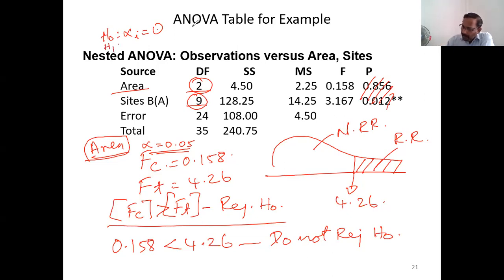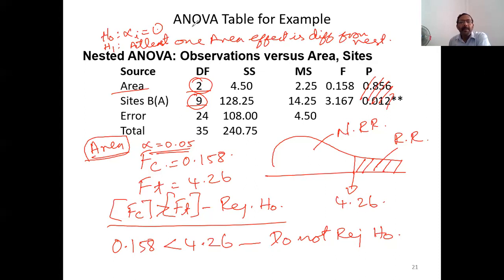Alternative: at least one area effect is different from the rest. Right? So that is my null and alternative hypothesis. Here we are talking about area effect. I'm testing only the first area. I will see testing among the sites.